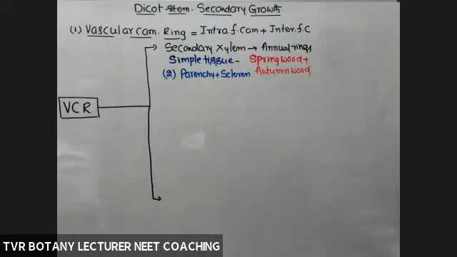And who is able to provide mechanical support? Definitely secondary xylem, which has tracheids, vessels, and sclerenchyma, is definitely able to provide mechanical support to that trunk part. So that's why there is no collenchyma. So collenchyma is completely absent.